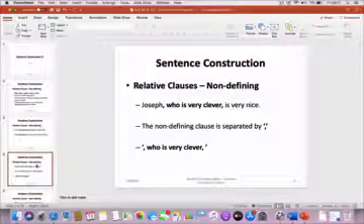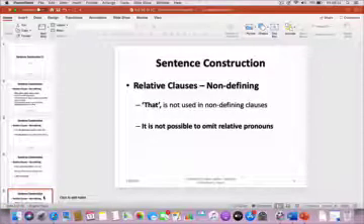Another example here, Joseph, who is very clever, is very nice. When we are using non-defining clauses, we need to separate them with a comma, both before and after, to identify them as non-defining, and it highlights the part of the sentence which can be removed. So in this case, I would get Joseph is very nice. I'm simply adding extra non-essential information to become Joseph, who is very clever, is very nice.